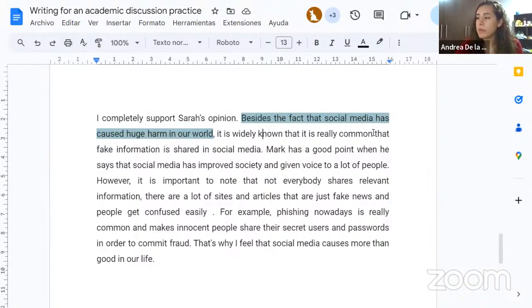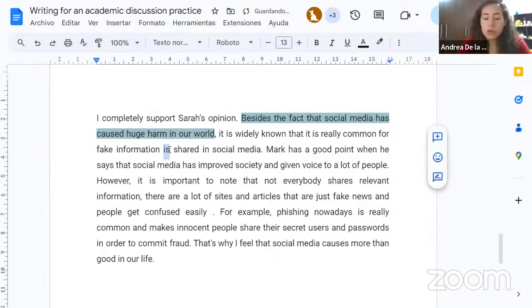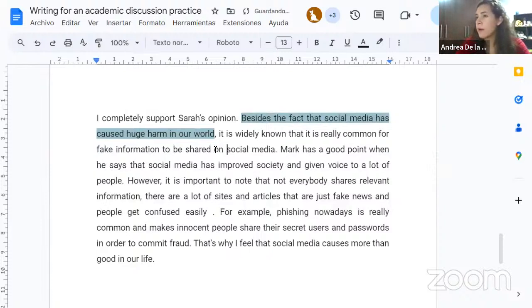Maybe here, the grammar part, it is widely known that it's really common that fake information to be shared in social media, right? That would be a better way of saying it: it is really common for fake information to be shared on social media. Prepositions, when you talk about technology, you use "on." You're on your phone, you're on social media, you're on Instagram, always on.